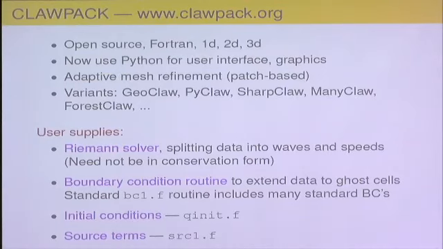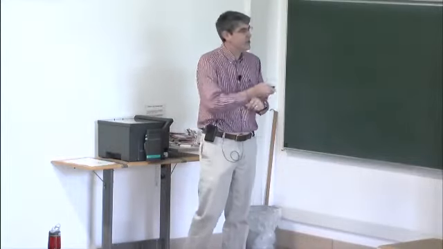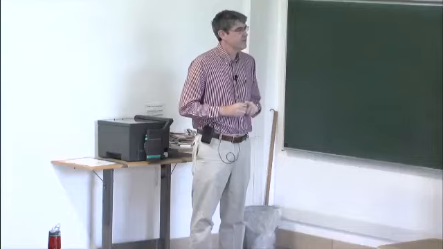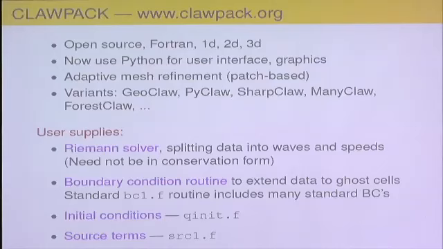But the basic idea of the structure of the code is that the user specifies the problem that's being solved by providing a Riemann solver. And we have Riemann solvers for a lot of standard problems like Euler equations, shallow water, acoustics, elasticity, and so on. But if you had an exotic problem, you would have to develop a Riemann solver that basically splits any jump in the solution between two grid cells into waves and speeds. And then you also have to specify boundary conditions.